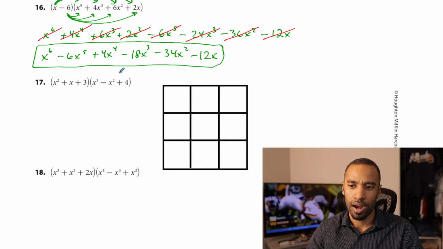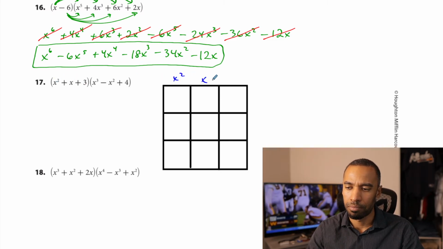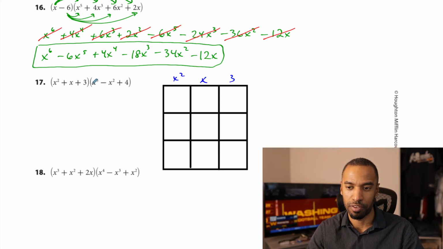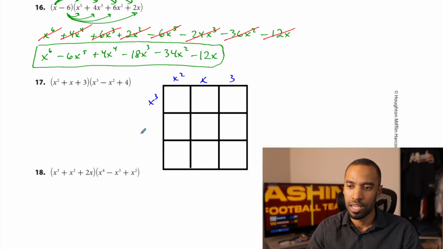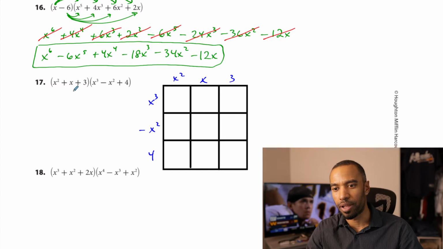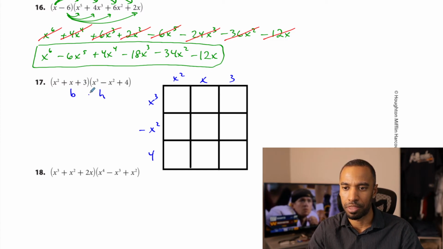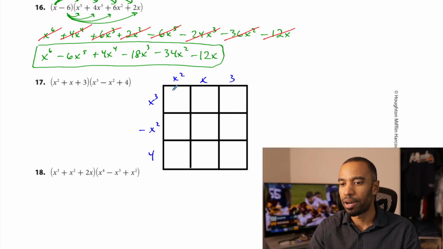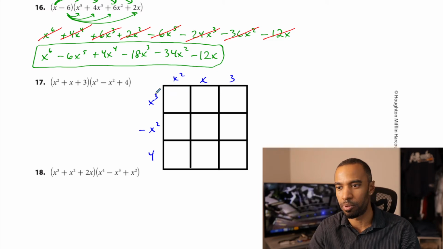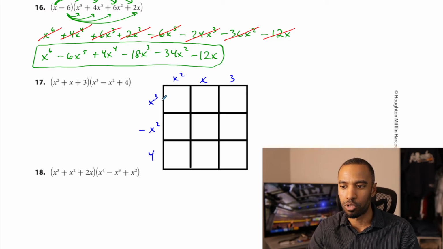Let's say I take x squared, x and 3, and write them all right here. I don't need the pluses necessarily, but I will need minuses if we have minuses. So x cubed, negative x squared, and 4 will go down this list. Because when you multiply things, it is kind of like a base times height kind of thing. So I'm doing base times height and I'm getting area, but I have these different terms represented to get little individual rectangles or squares to multiply. So every little box, I'm going to multiply a row times a column, and I'm going to get a result.